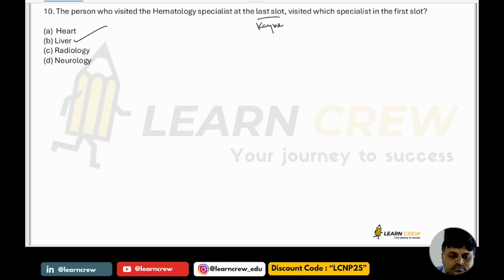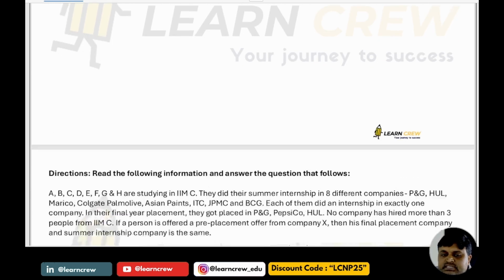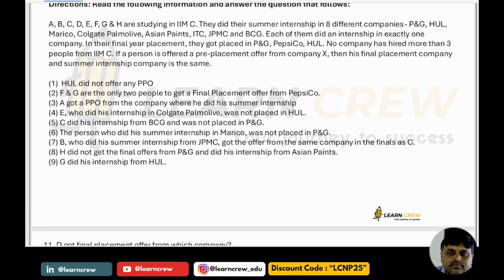Now, next one. So 1 to 5 were based on one data, 6 to 10 based on the second data. Now we have the next set of questions. Please see here. A, B, C, D, E, F, G and H are studying in IIMC.